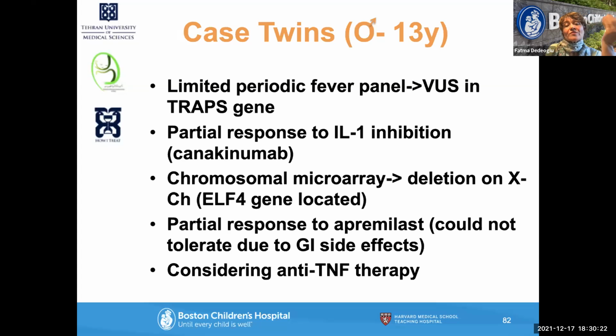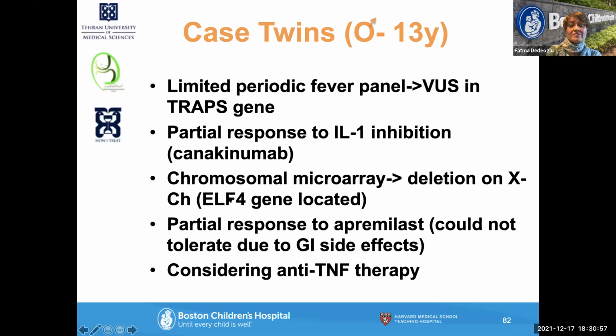And then his identical twin brother started having similar symptoms. There is some vague family history. So I said, let's send a chromosomal microarray to see if I'm missing something in this kid, because with whole exome sequencing you may not pick up deletions or additions. I actually got a call from the lab that he had a deletion on the X chromosome, and both siblings have it, where the ELF4 gene is located.